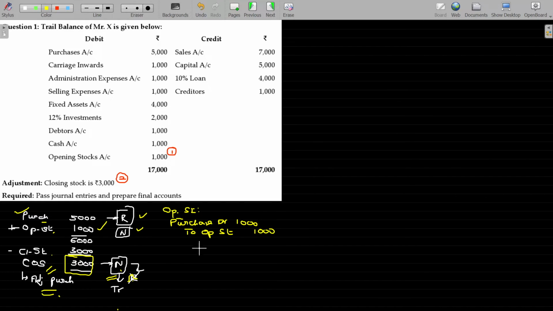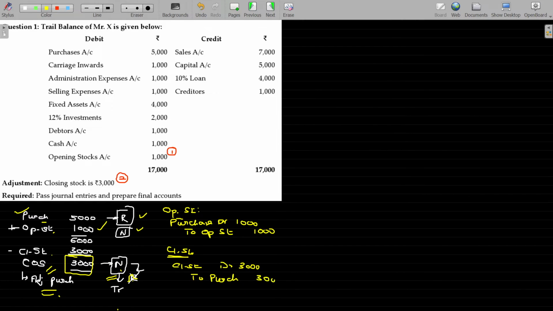1000, 1000. For the closing stock, the journal entry being: closing stock is an asset. So, you debit the closing stock account. To what? It is going to be adjusted from the purchases. I am going to subtract the purchases. Purchases is a debit balance. To subtract the purchases, I am going to credit it. So, to purchases. By doing so, the closing stock value being 3000 is posted here.